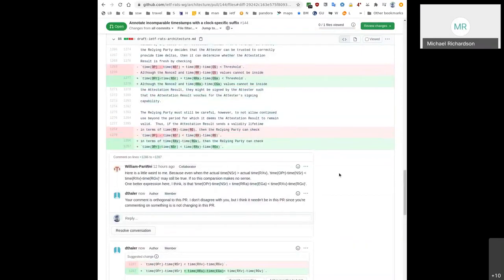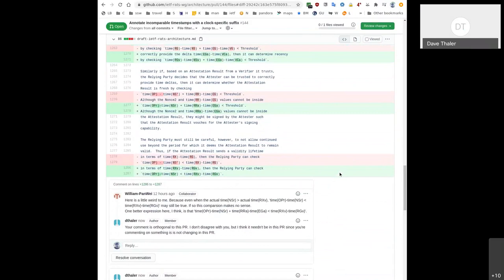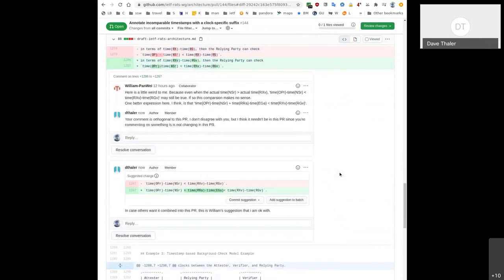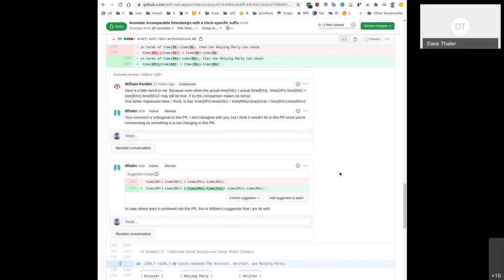Okay. There you go. So now scroll down a little bit more so you can see the suggestion as well. Okay. So William was pointing out that there is arguably an error in this inequality, which was already there before. Because you can see the inequality in the red and the green is the same. And he's pointing out that there should be this other factor that's missing. And so that's basically his suggestion, to change this line, which is orthogonal to the rest of the PR, but if people wanted the same one, then go ahead and commit the suggestion.